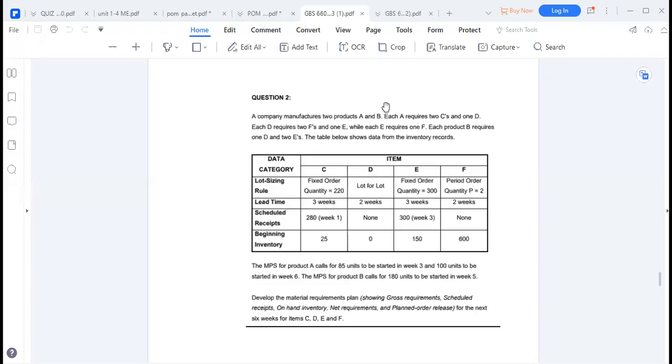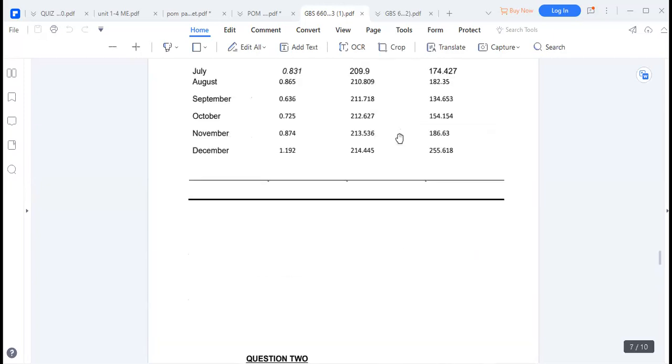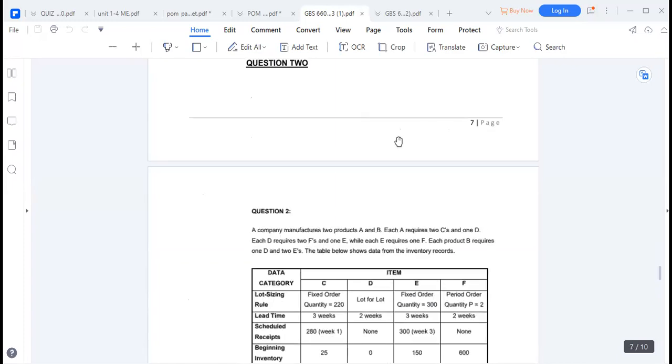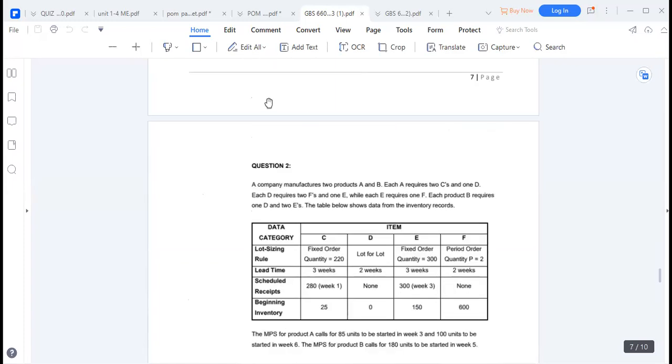Okay, so we are now getting into material requirement planning, the question that came in an assignment. All right, but before getting down to this question, we need to first and foremost look at the components of material requirement planning, which is also called MRP.